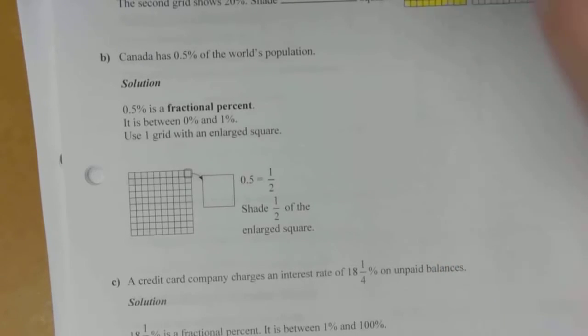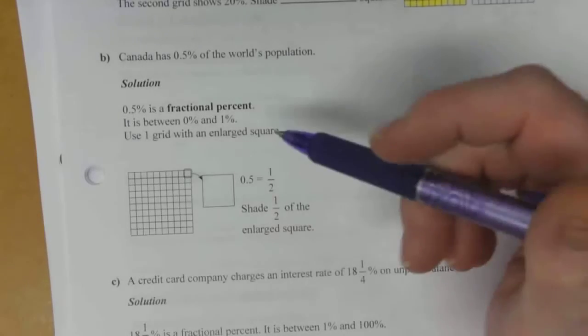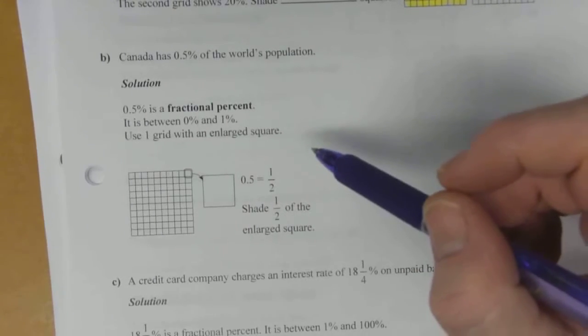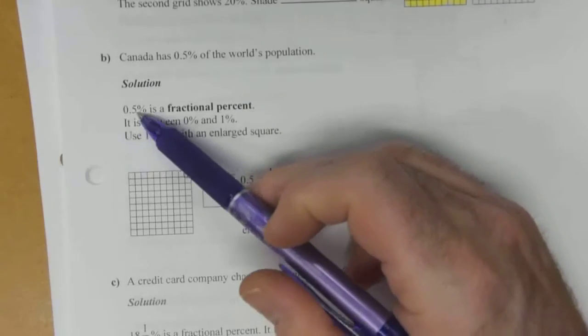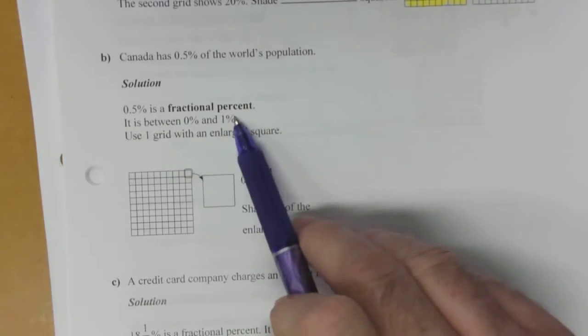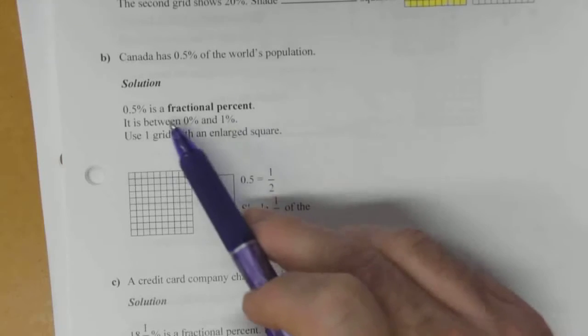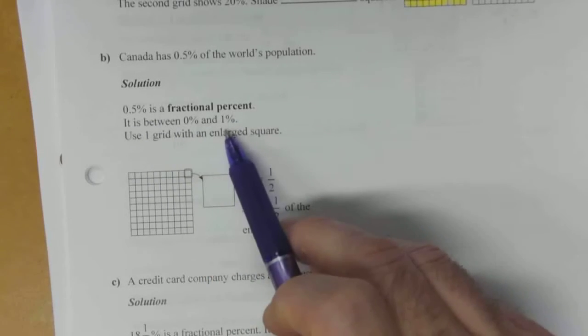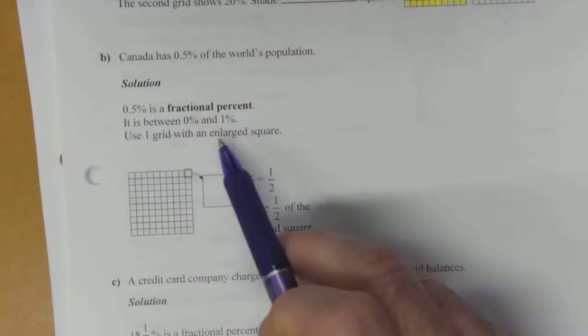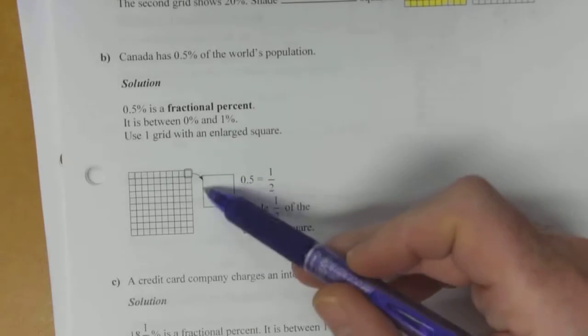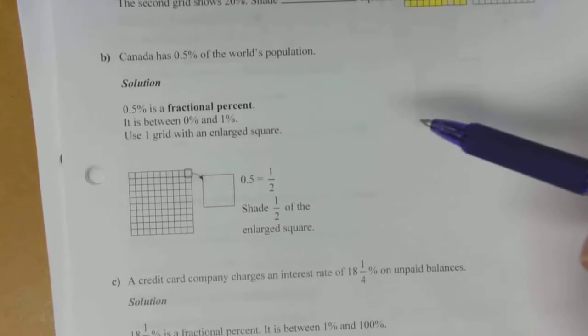Now, part B, Canada has 0.5% of the world's population. That's a pretty small percentage for such a big country. 0.5% is a fractional percent, and it's between 0 and 1%. So we need to use one grid with an enlarged square, right here, to show this.